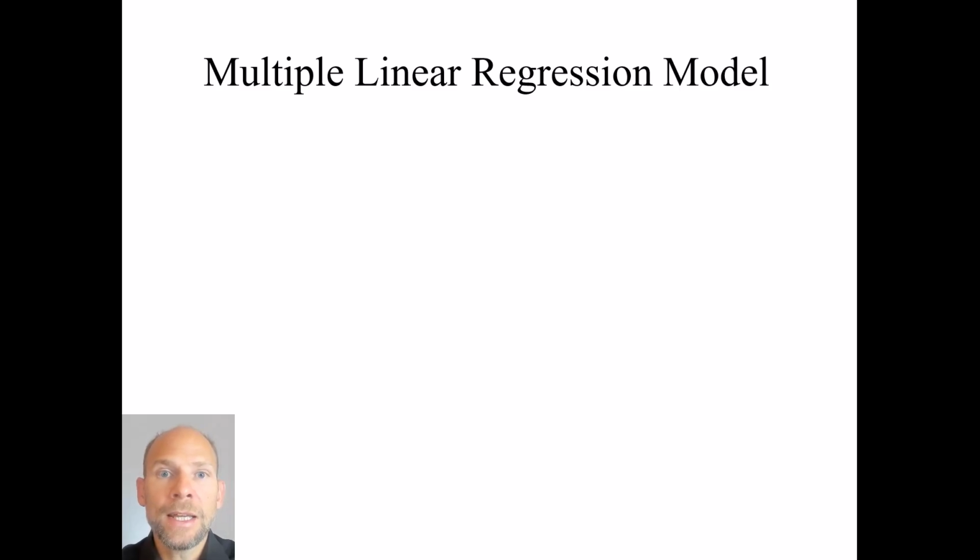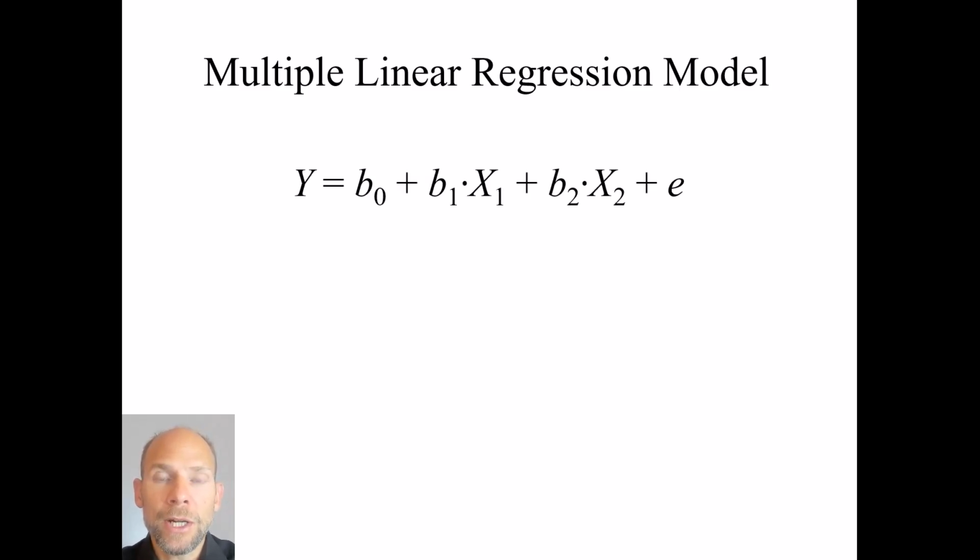So let's consider a simple multiple linear regression analysis with two predictor variables, like you can see here, where y is the outcome or dependent variable, b0 is a constant intercept term, b1 and b2 are constant regression slope or partial regression coefficients, x1 and x2 are predictor variables or independent variables that are used to predict the dependent variable y, and e is an error term.